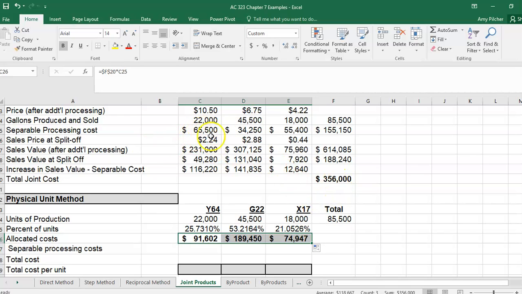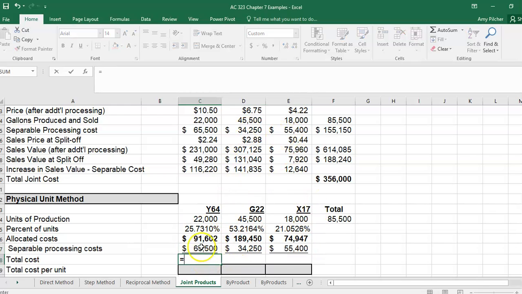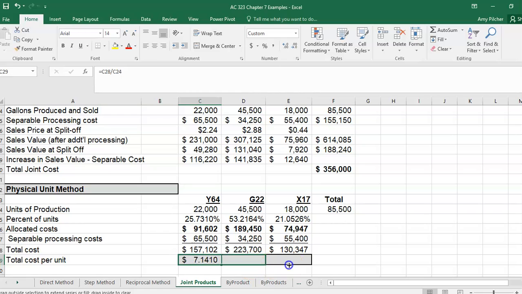We then add our separable processing costs. So this is the additional processing cost that we need to do to have a final saleable product at our full sales price. So for Y64, we have 65,000. We add our total costs, so our joint costs that we allocated, plus the additional processing costs, and we get total costs for each product line.